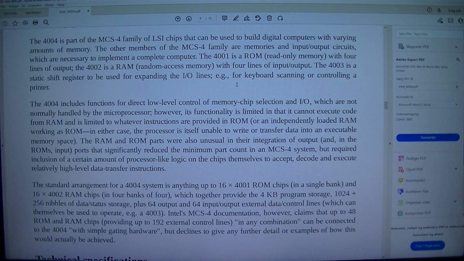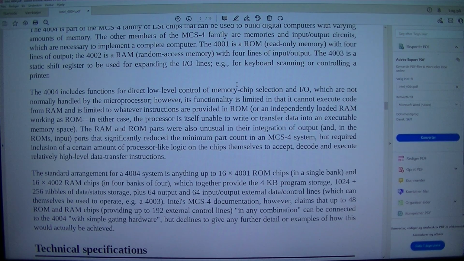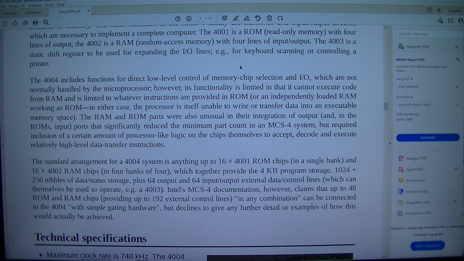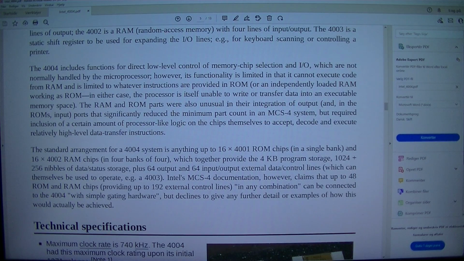The standard arrangement for a 4004 system is anything up to 16 4001 ROM chips in a single bank, and 16 4002 RAM chips in 4 banks of 4, which together provide the 4 kilobytes program storage, 1024 plus 256 nibbles of data/status storage, plus 64 output and 64 input external data/control lines, which can themselves be used to operate, for example, a 4003.